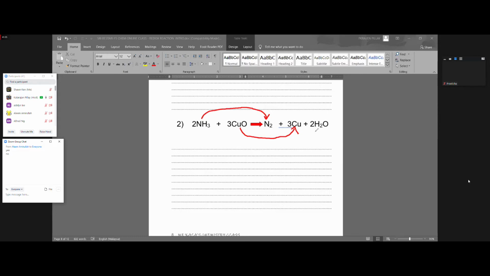I need 5 points. Is this redox? Answer first. Second thing, what is oxidized? One more mark. What is reduced? One more mark. What is my oxidizing agent? What is my reducing agent? 5 points I need.